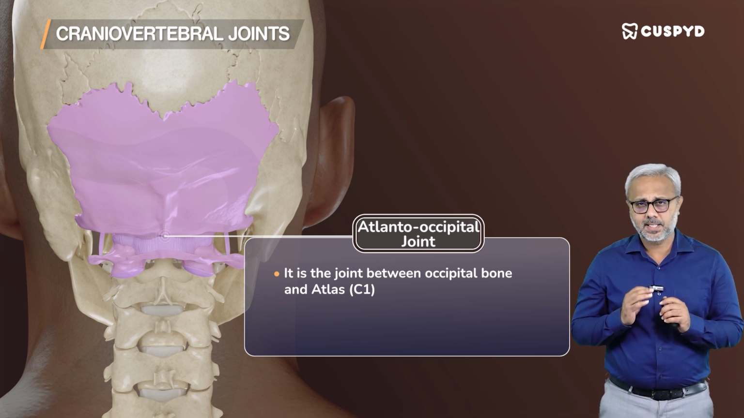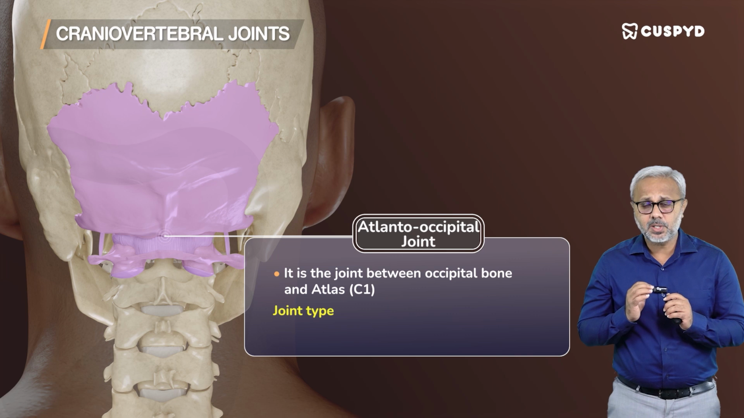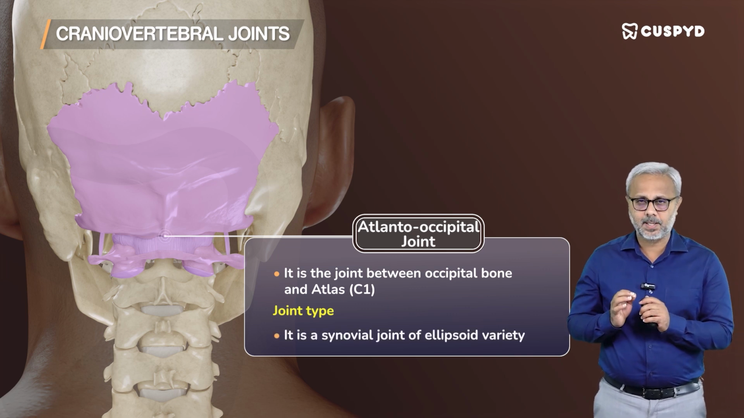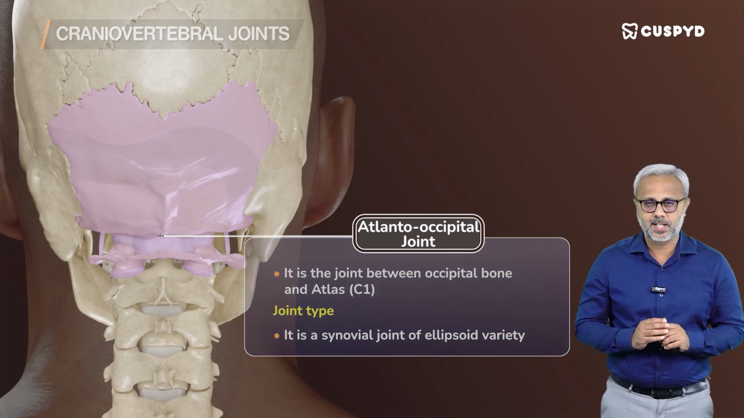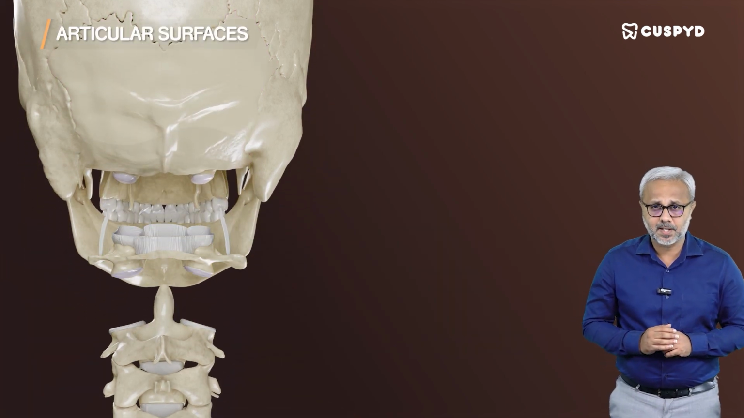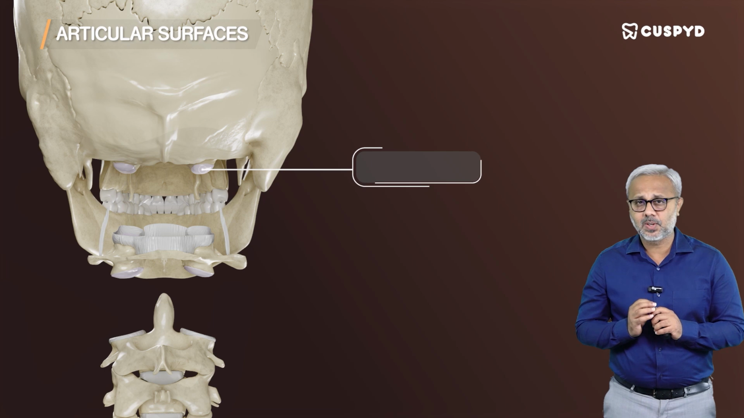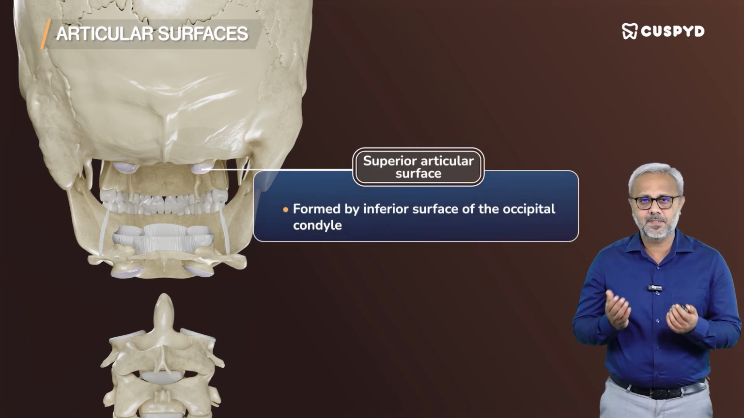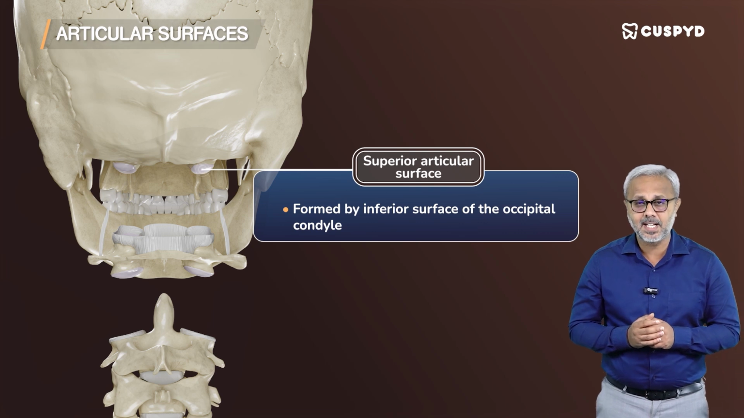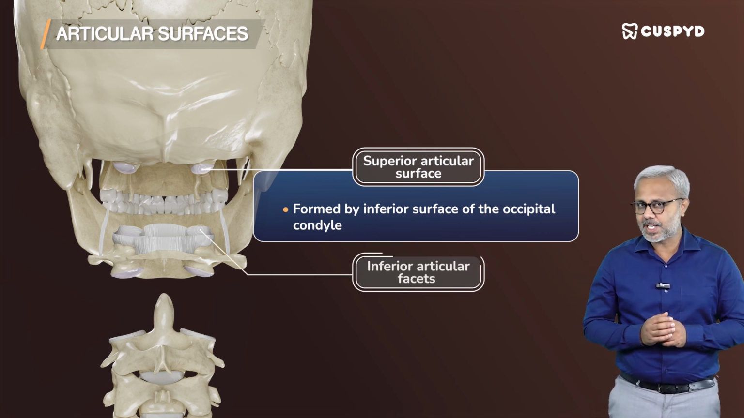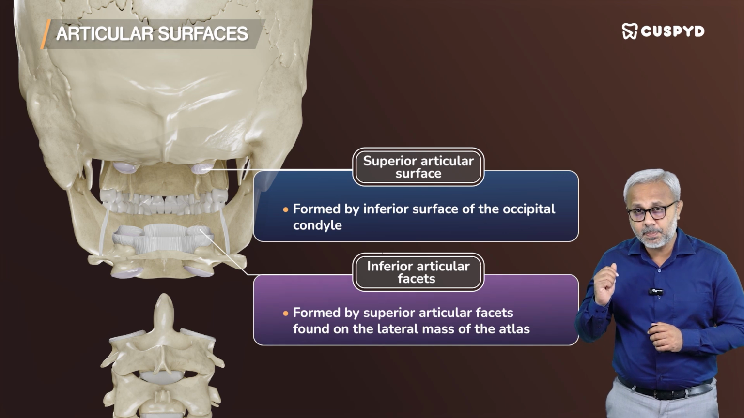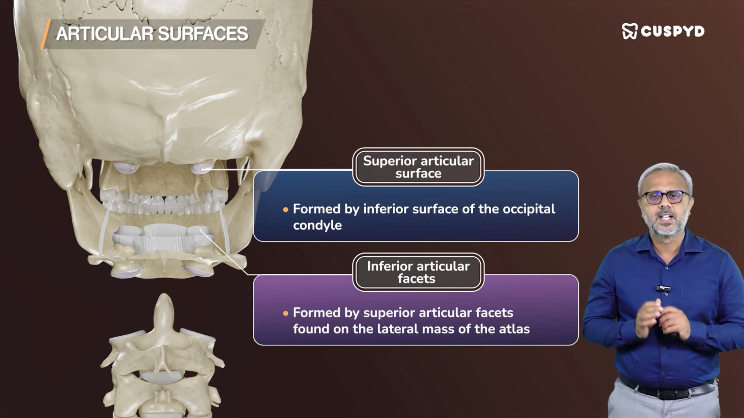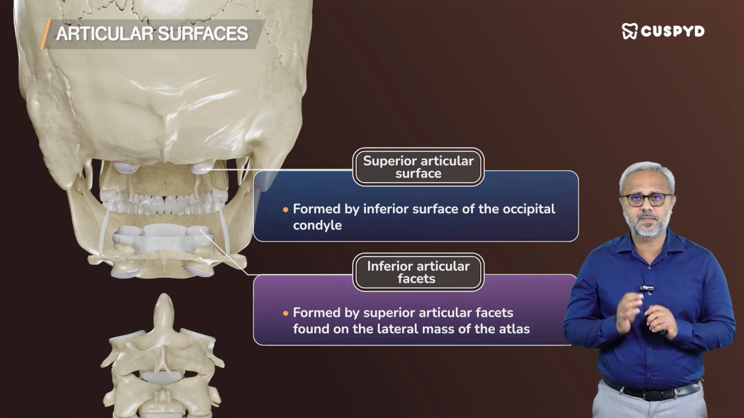What exactly is the type of this joint? The Atlanto-Occipital joint is a synovial joint of ellipsoid variety. In simple terms, it is an ellipsoid joint. What about the articular surfaces? The superior articular surface is formed by the inferior surface of the occipital condyles, and the inferior articular facets, as we can see, are formed by the superior articular facets found on the lateral mass of the atlas. This is in simple terms regarding the articular surfaces.